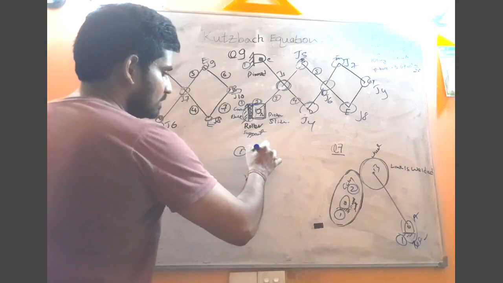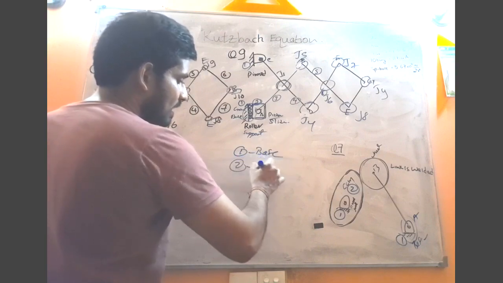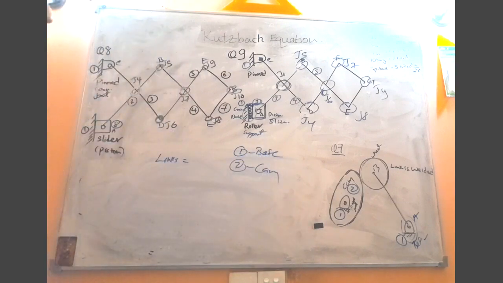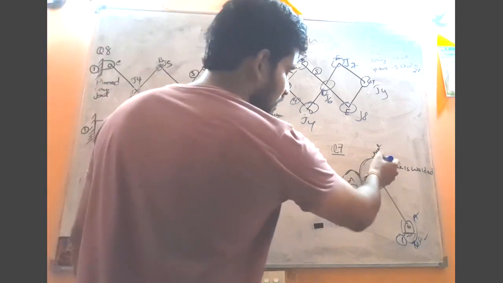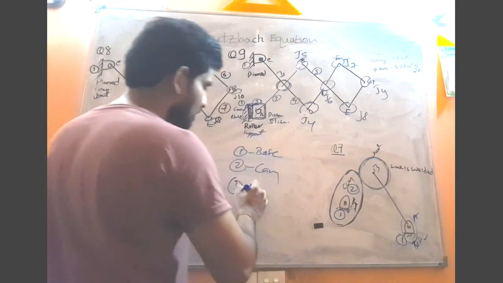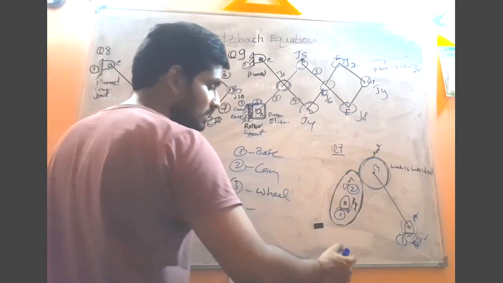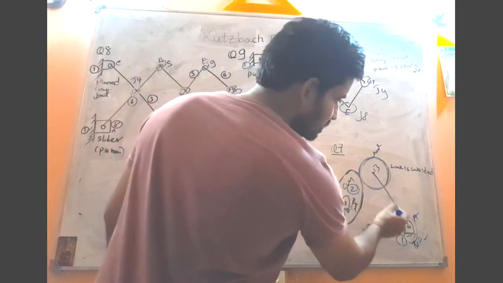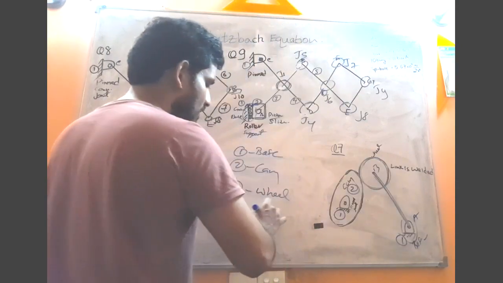First one is the base, second link is the cam, right? Second link is the cam. What is the third link? Third link is this wheel, right? Third link is the wheel. What is the fourth link? Fourth link is this connecting rod, or this link AB, right?